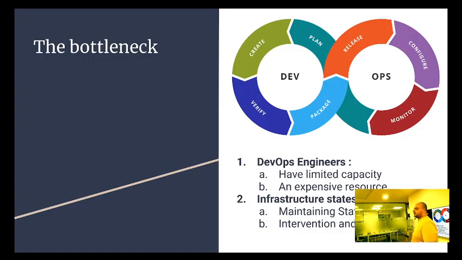So the current limitations of the frameworks that we work with, that's DevOps, is the capacity of DevOps engineers. They have limited time, they have limited capacity. Engineers, as usual, is an expensive resource to have. So that's one of the things that's causing the current bottleneck in the framework of DevOps.